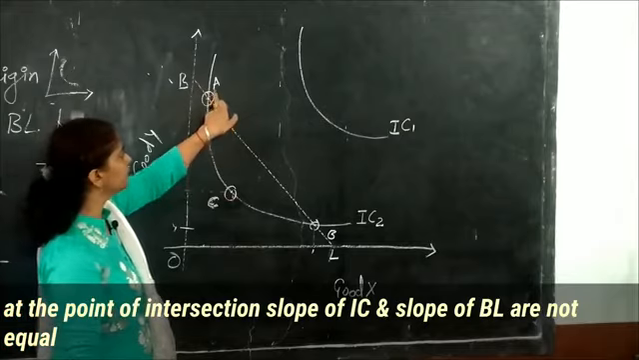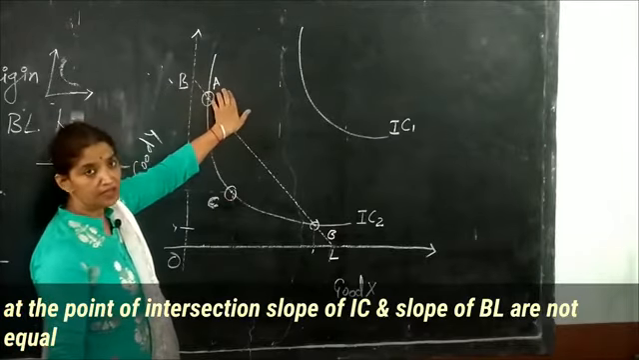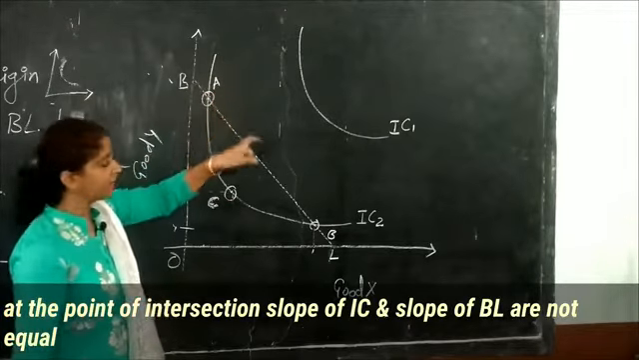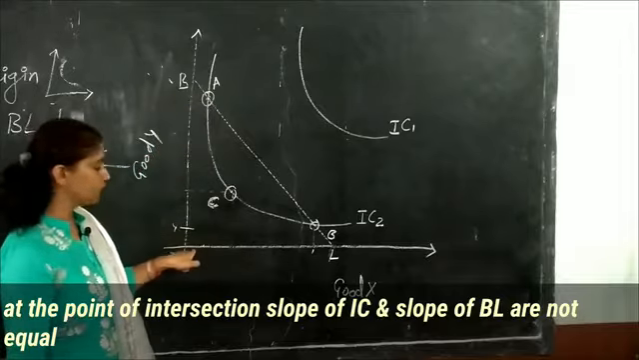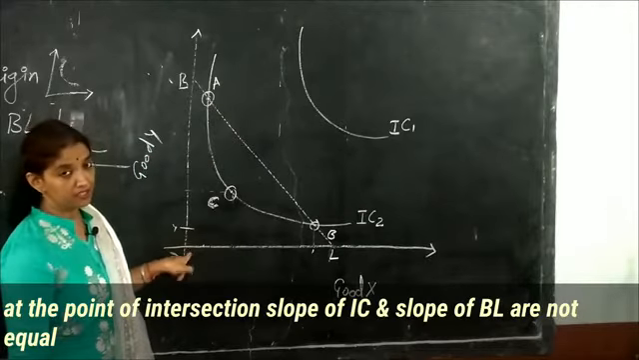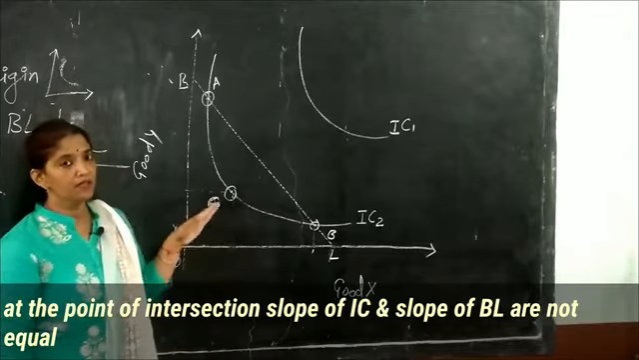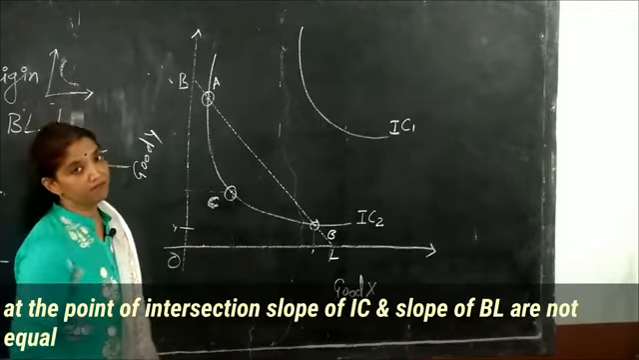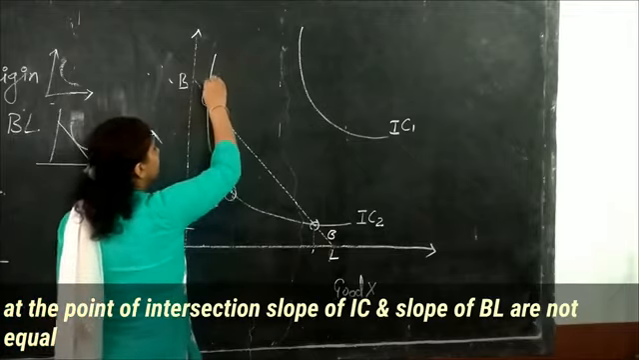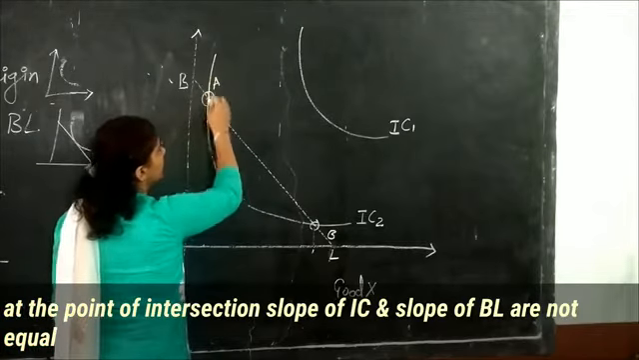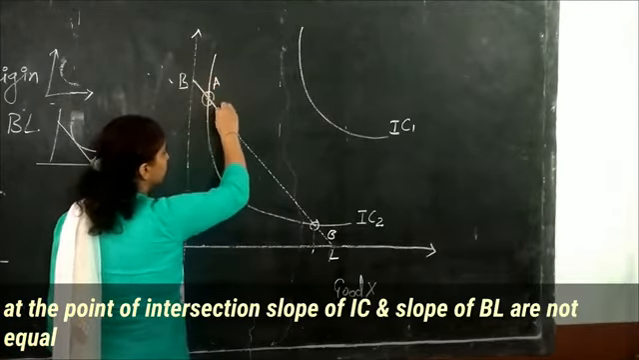The next condition: at point A, the consumer is getting more of Y and less of X, and he is spending his entire income on the purchase of X and Y. But here the indifference curve is intersecting the budget line.